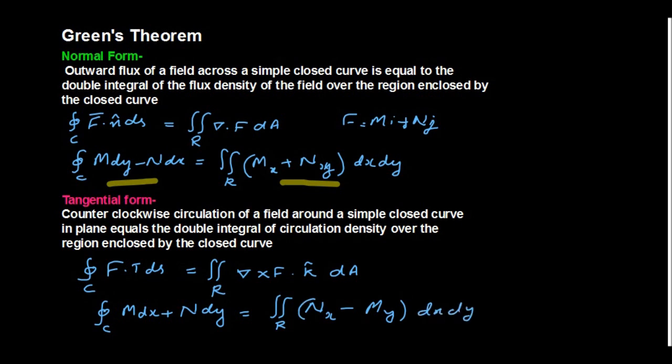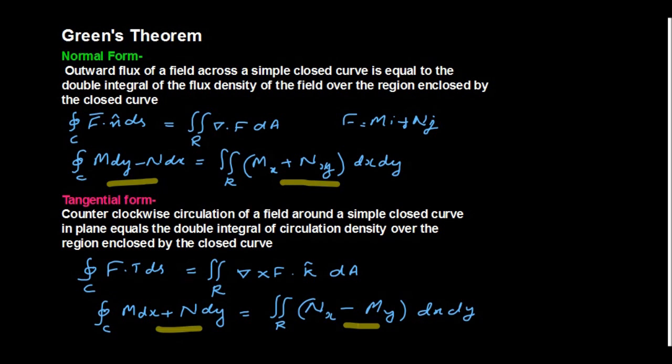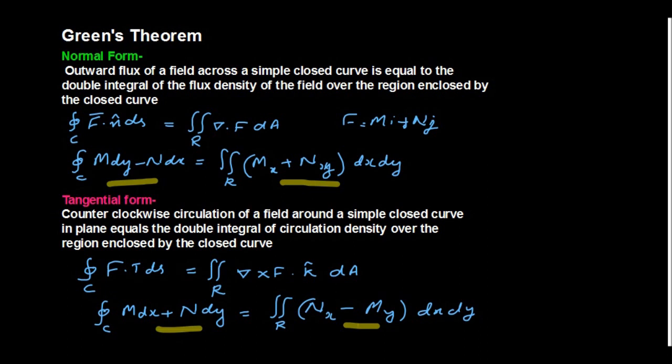So to verify the tangential form, we have to find the LHS and RHS, and we'll check whether it is equal or not. So to verify Green's theorem, both forms we have to verify. So to verify normal form, we have to find the outward flux of the field, and you have to find the flux density. And to verify the tangential form, you have to find the circulation of the field around the curve, and you have to find the double integral of the circulation density. So we will find both sides, and we will verify whether the theorem is satisfied or not.